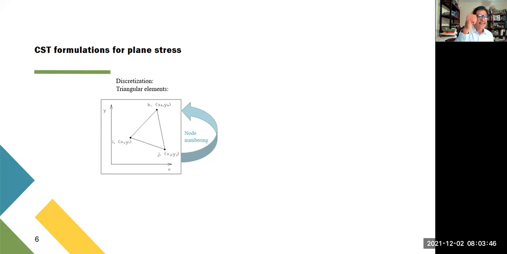Okay, that's the positive Z direction. That's the direction in which the joints have to be numbered. Okay, I, J, K. I could be any number, J similarly, and K similarly. But these joints have to be in this order. Please don't forget that.